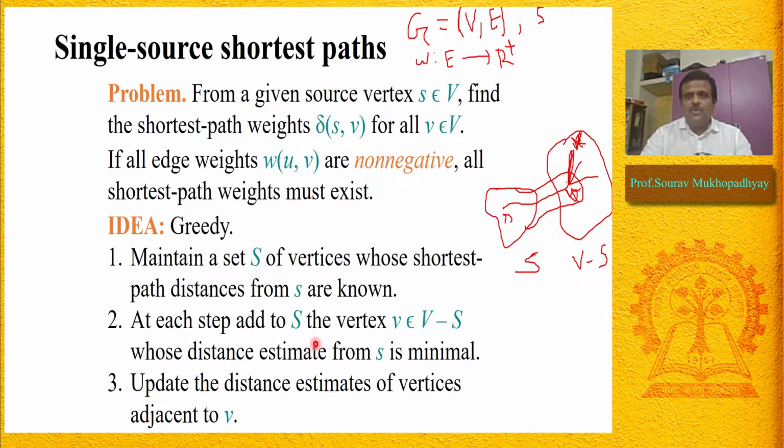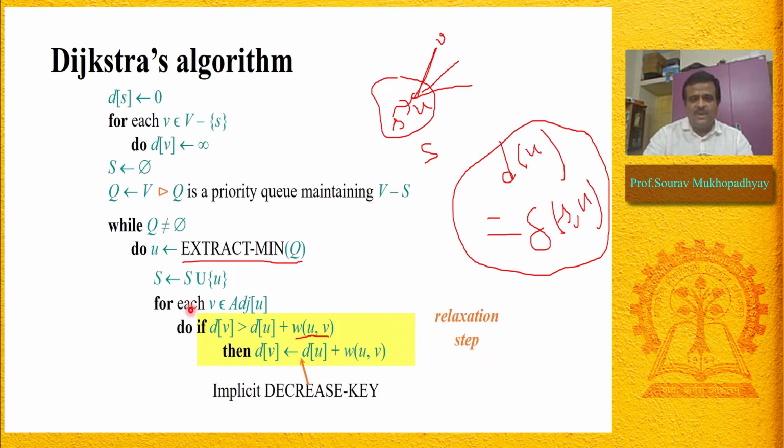And at each step we add one vertex from V minus S, that is from the priority queue, whose distance estimate from S is minimum. This d(u), or d(v), basically gives us the distance estimate, that is the key value of the vertices which are in the priority queue. These are the distance estimates of the vertex V from S. Okay, so that is the idea. So, let us take a quick example.